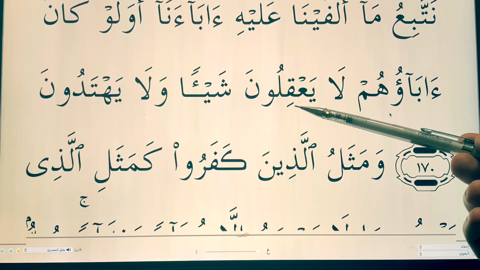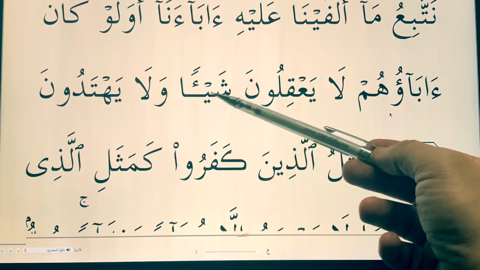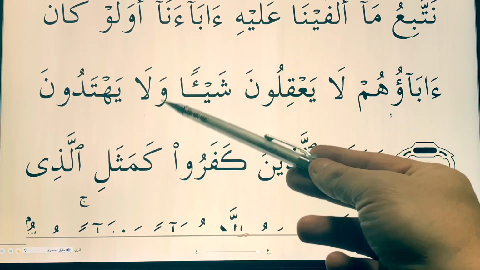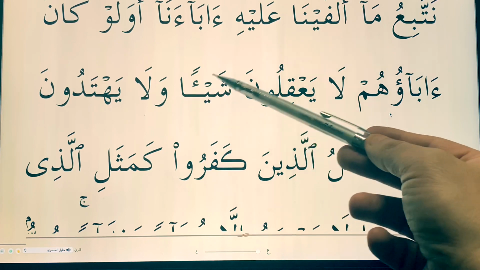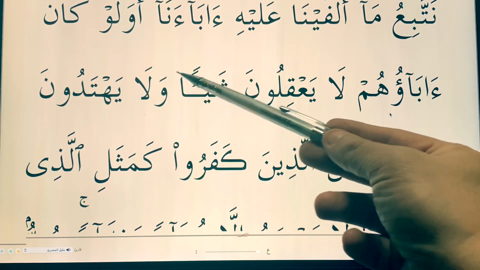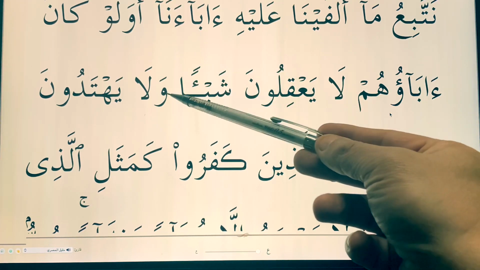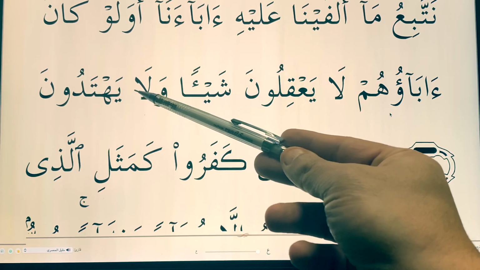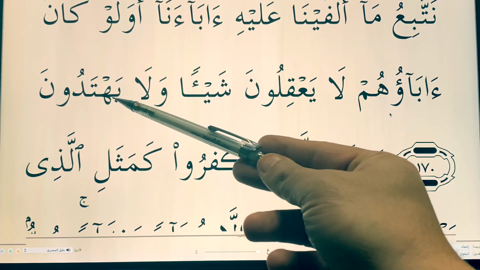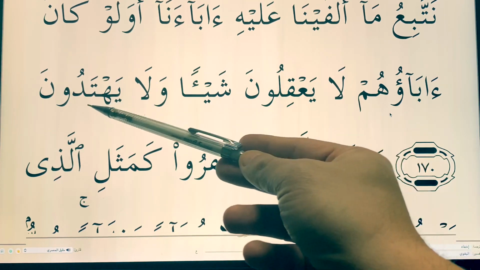لا يعقلون شيئا. Whenever you have shay'an, an followed by wa, this is called idgham. Assimilates, kind of joins together. Shay'an becomes shay'an wala, shay'an wala, wala yahtadun, wala yahtadun.